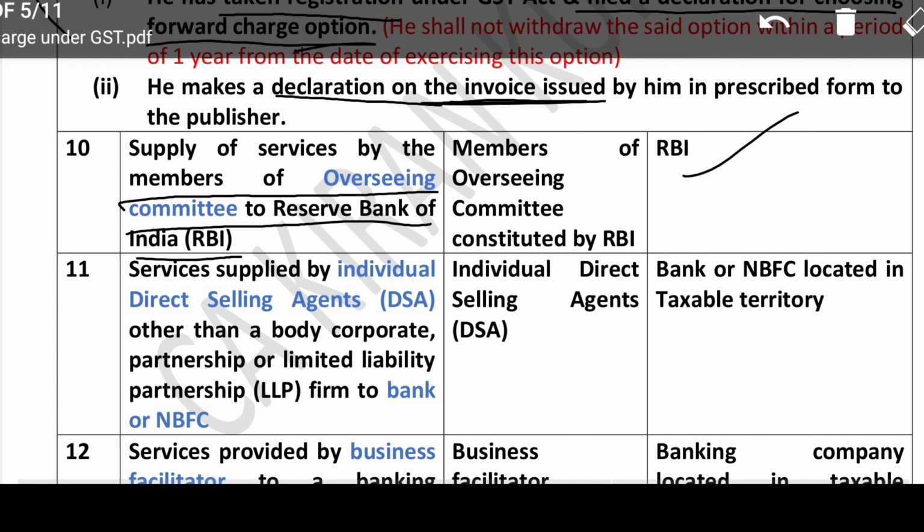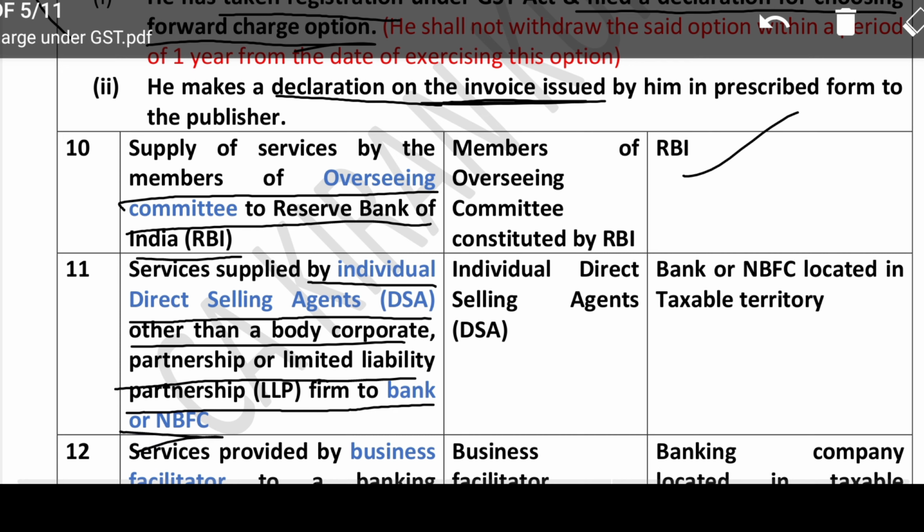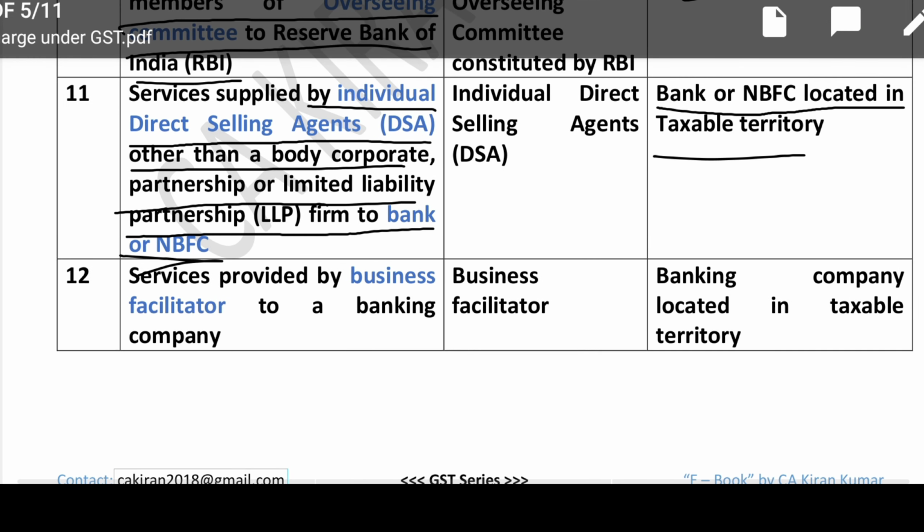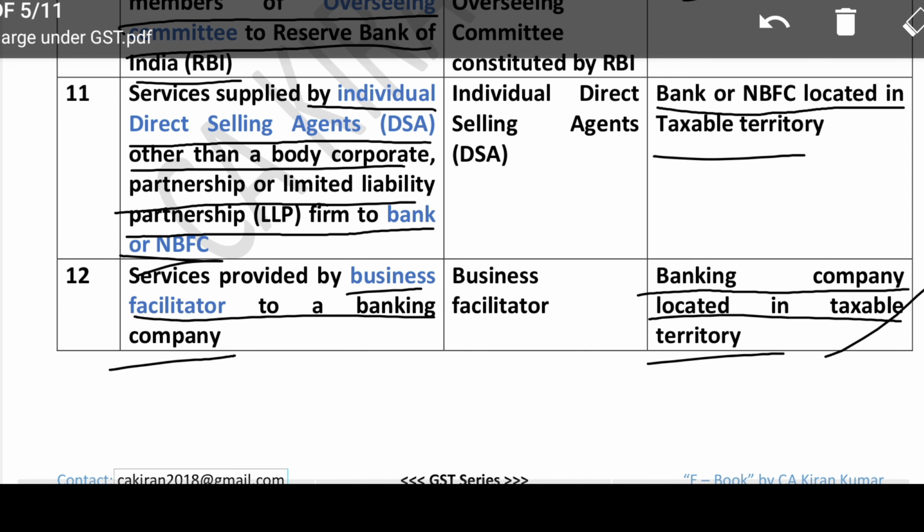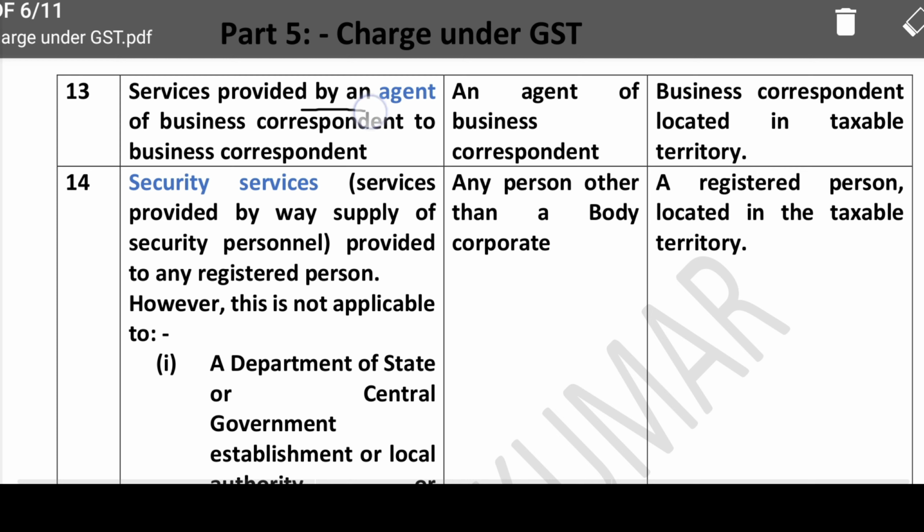And services supplied by individual direct selling agents, other than a body corporate, partnership firm or limited liability partnership firm, to a bank or NBFC. In this case, banks or NBFCs located in taxable territory are liable to RCM. And services provided by a business facilitator to a banking company. In this case also, the banking company located in taxable territory is liable to RCM. And services provided by an agent of a business correspondent to the business correspondent, then the business correspondent located in taxable territory is liable to pay GST.